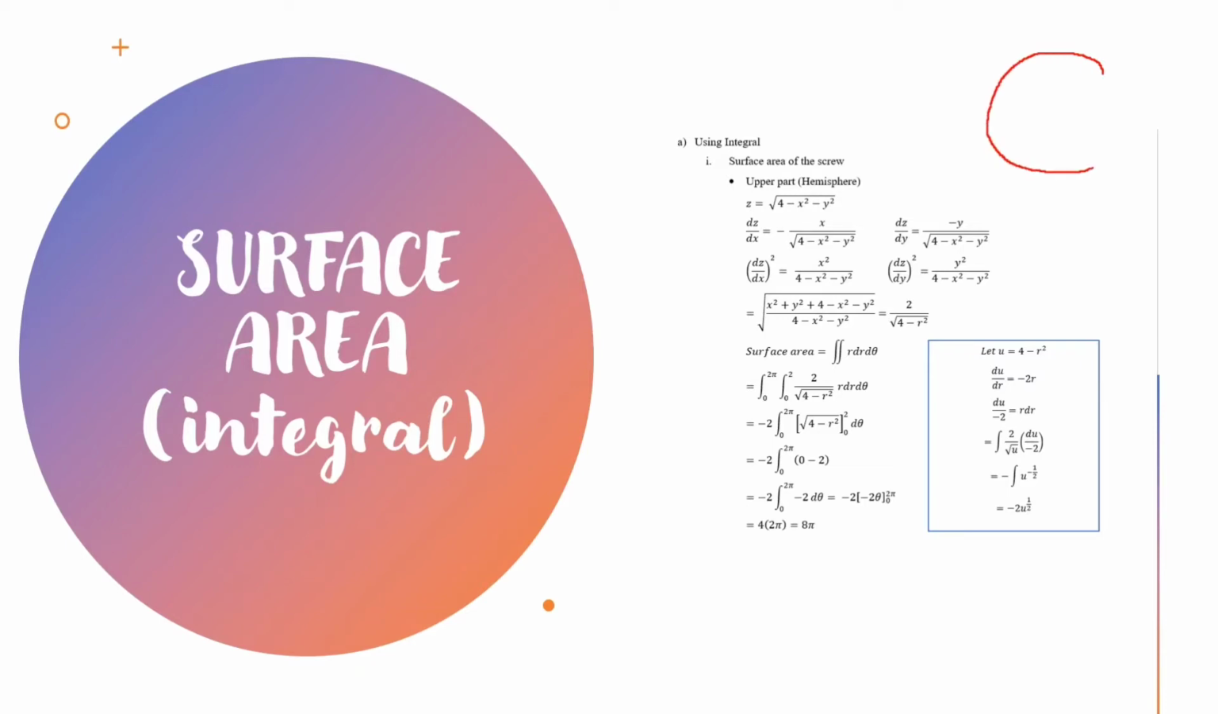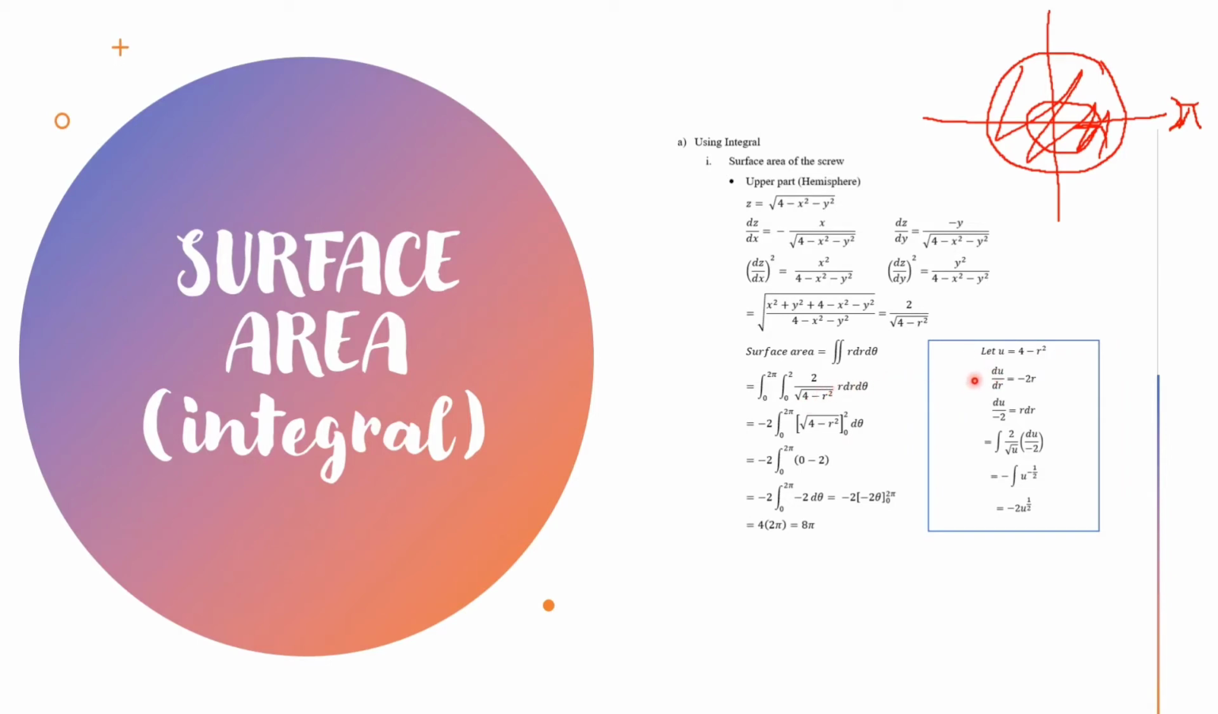So this is the shape of the circle. We want to find the surface area of this. So this is 2 pi, the total angle, and the radius is 2. So from here we got the integral from 0 to 2 pi and 0 to 2.